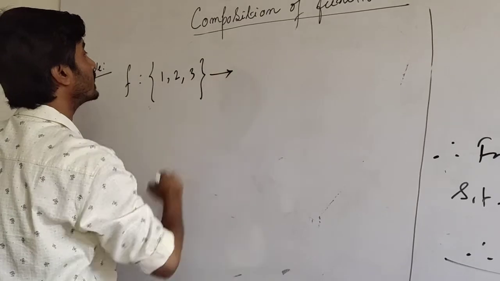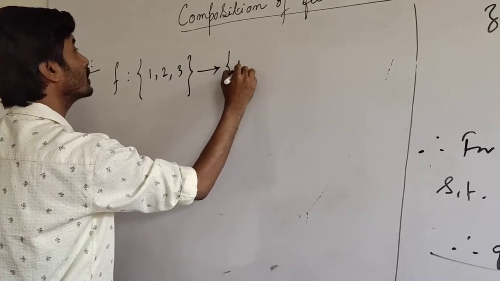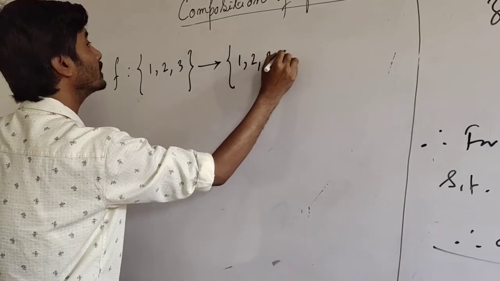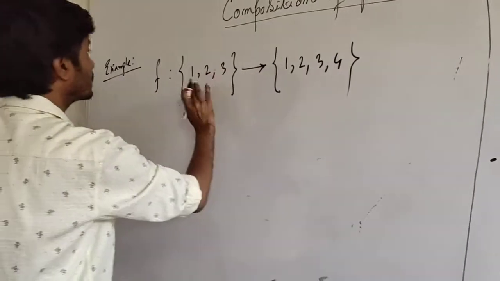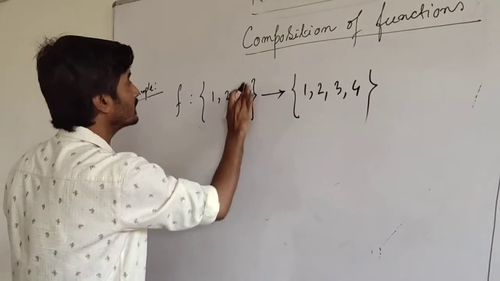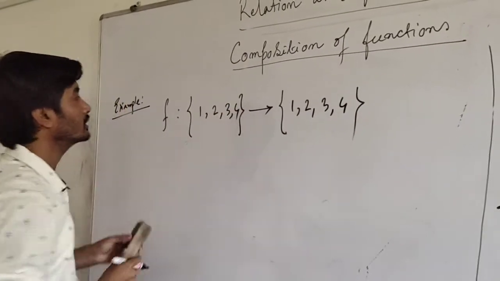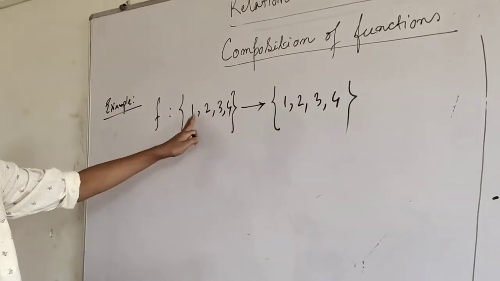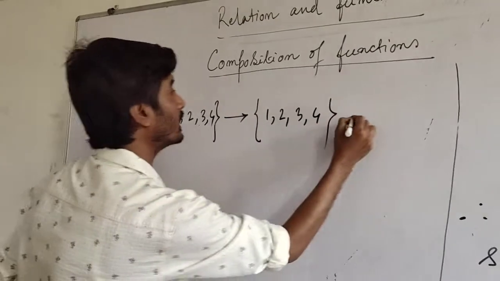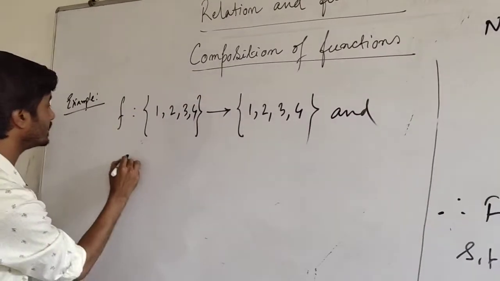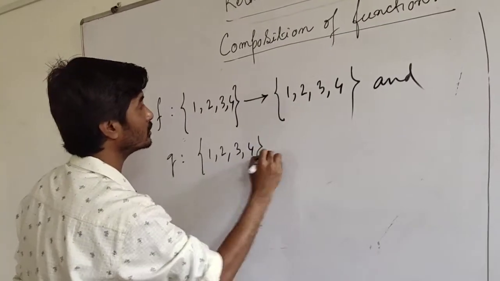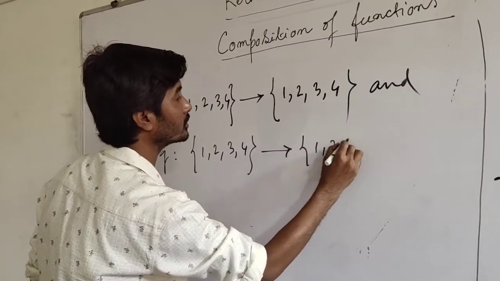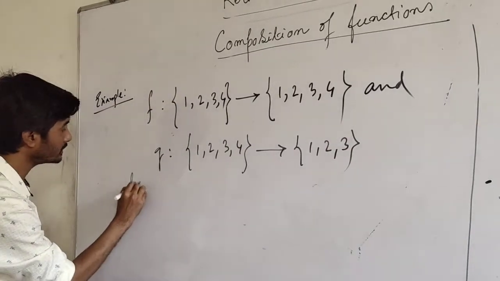To set 1, 2, 3, 4. No, here it should not be 1, 2, 3. Let us take 1, 2, 3, 4. F is a function from the set 1, 2, 3, 4 to 1, 2, 3, 4, and Z is a function from the set 1, 2, 3, 4 to the set 1, 2, 3, defined as follows.